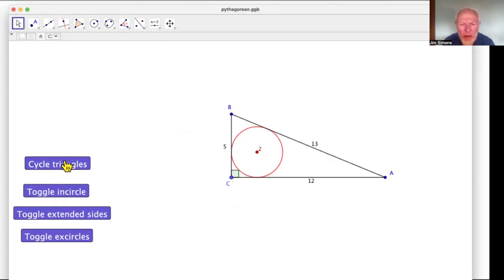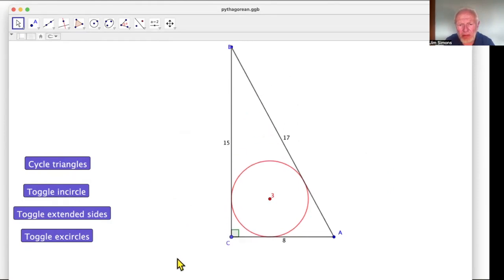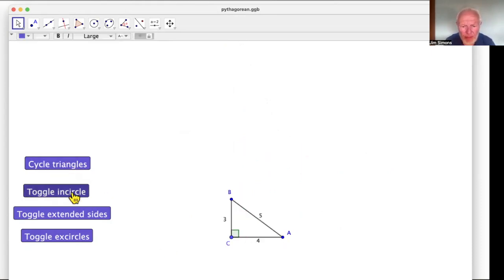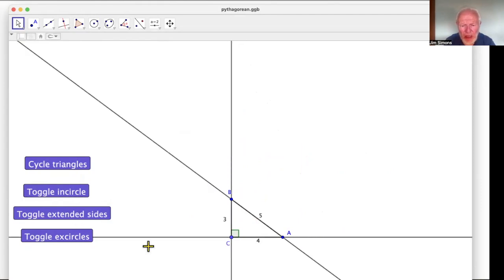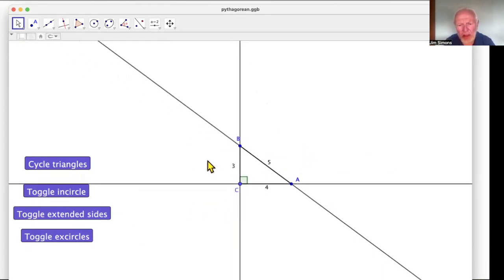Not only that, but for the 5, 12, 13 triangle, it's 2. For the 8, 15, 17 triangle, it's 3. And in fact, for any right angle triangle, any Pythagorean triangle, the in radius is an integer. And not only that, let's get rid of the in circle, put the extended sides in. So those are the sides, extend them out to infinity.